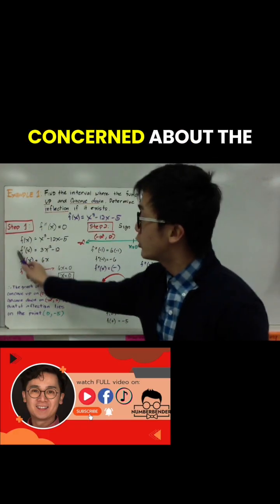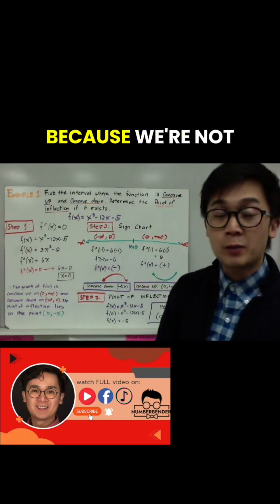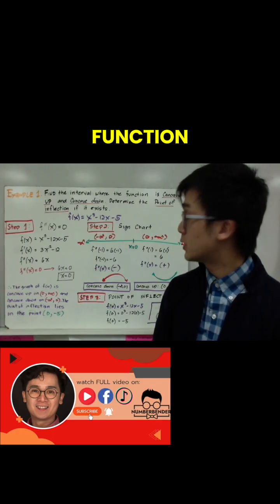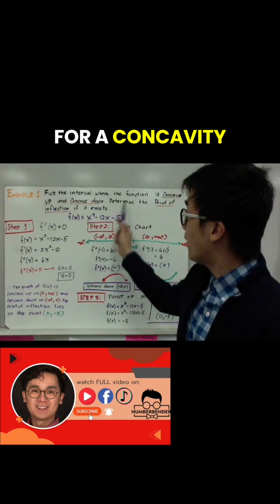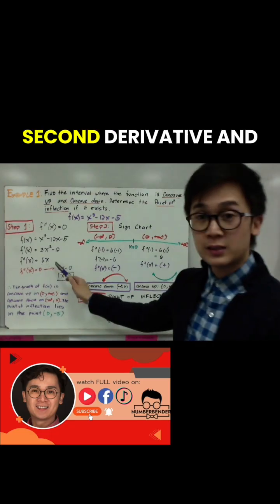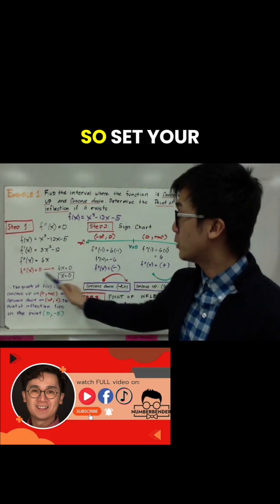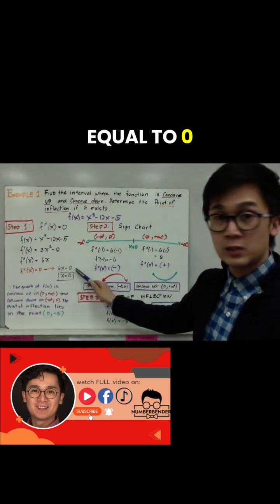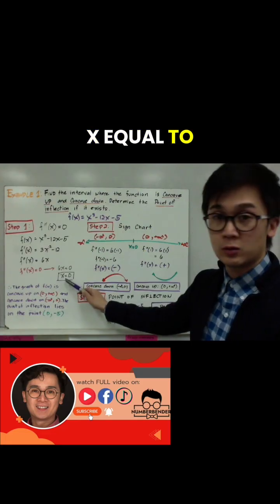Now, we're not concerned about the first derivative right now because we're not being asked about the local minimum and maximum or the direction of our function. Since we're looking for concavity and the point of inflection, we're just going to focus on the second derivative and its critical number. So set your second derivative to 0, and 6x equal to 0 will give you x equal to 0.